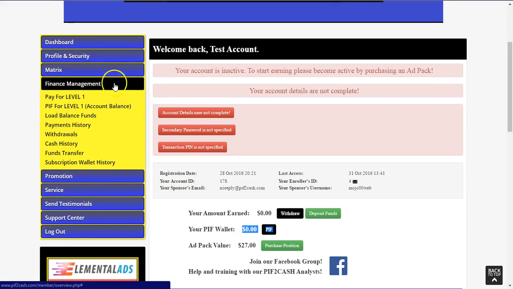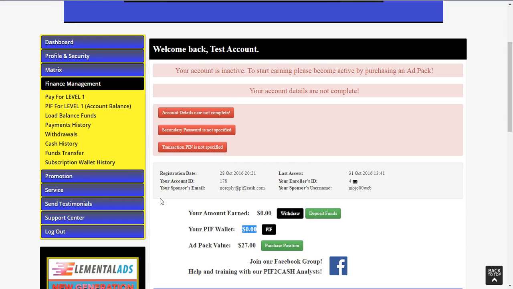Again, we're going to go here to finance management. Pay for a level 1, that's the same button as purchase positions down here. PIF level 1 account balance, we went over that. This takes from your account balance, not your PIF wallet. That's why it says account balance. Reading is a fundamental part of success, people. Make sure you read. Reading is fundamental.